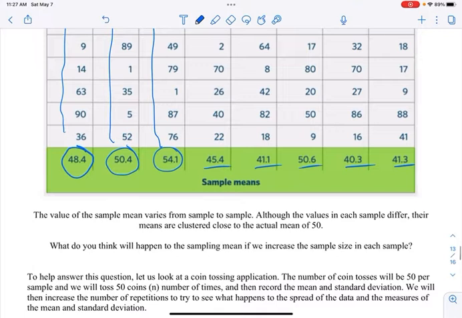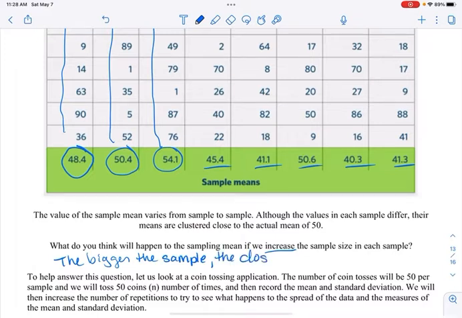What do you think will happen to the sample mean if we increase the sample size? Well, the bigger the sample, the closer you're going to get to the actual mean. Now, some of these were kind of close. That was just by luck. But the bigger the sample size, because 10 is not a very big sample, the closer you will be to the actual mean.